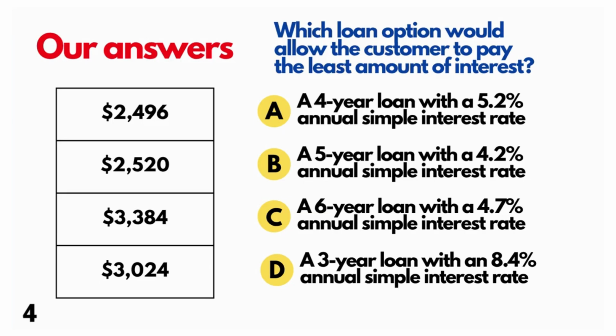Let's take these numbers and look at our answer choices. We have our interest rate. We're going to look for the least amount of interest. So we're just ordering these from least to greatest, or looking at them. It looks like A will be our least value. So our answer to our question of which loan option would allow the customer to pay the least amount of interest would be A, a 4-year loan with a 5.2% annual simple interest rate.